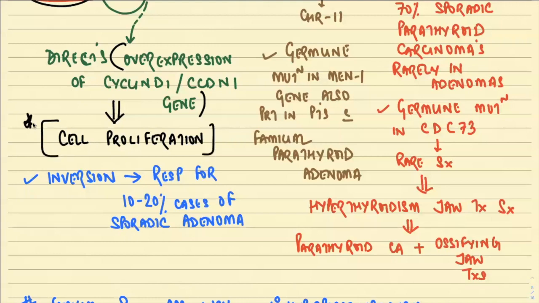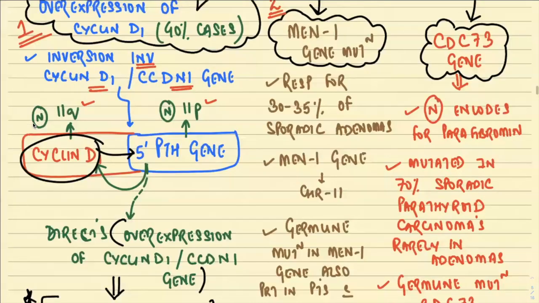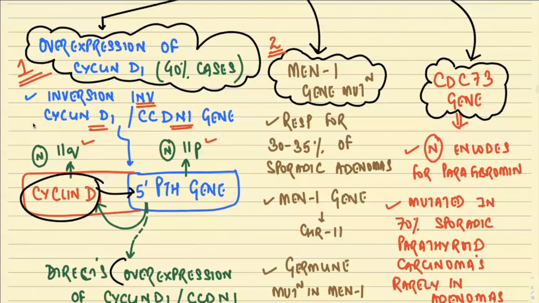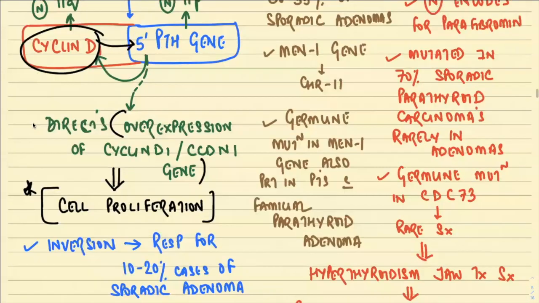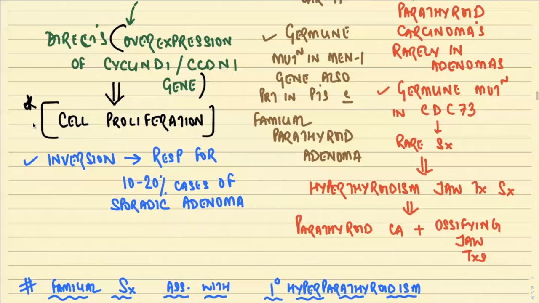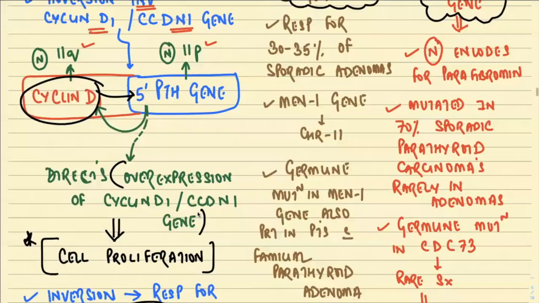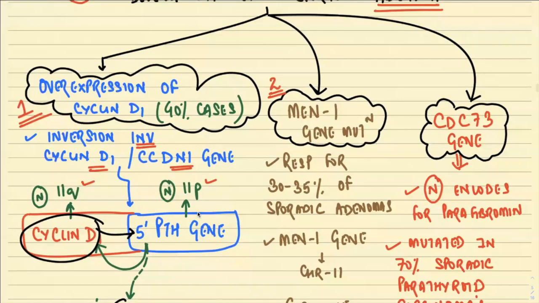So overexpression of cyclin D1 is seen in 40% of cases of adenoma. But remember one very important thing. This inversion that we have seen is responsible for only 10 to 20% of cases of sporadic adenoma. Thus, we have to understand that this inversion is not the only cause of overexpression of cyclin D1. There are other mechanisms, not yet defined, which are responsible for overexpression of cyclin D1.